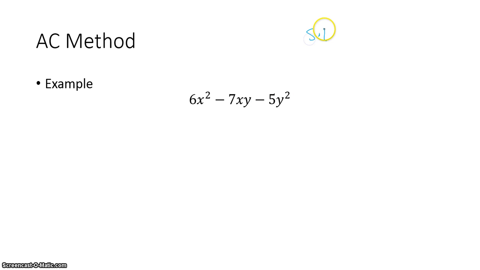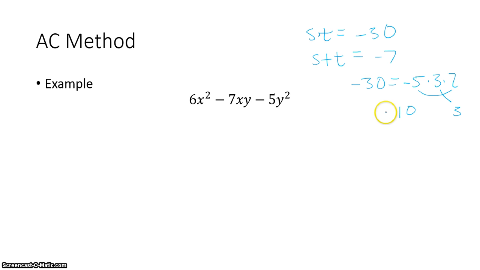So I'm looking for 2 numbers, s times t, that equals minus 30, and I want s plus t to equal minus 7. Minus 30 in its prime factorization is minus 5 times 3 times 2. And I'm looking for minus 7 when I add them together. So take a look. If I do 5 and 3, 15, I'm not going to get to 7 with that 2. But what if I do 5 and 2? So I can do 5 and 2, 10, 3, and to get me to minus 7, I'm going to put the minus in front of the 10.